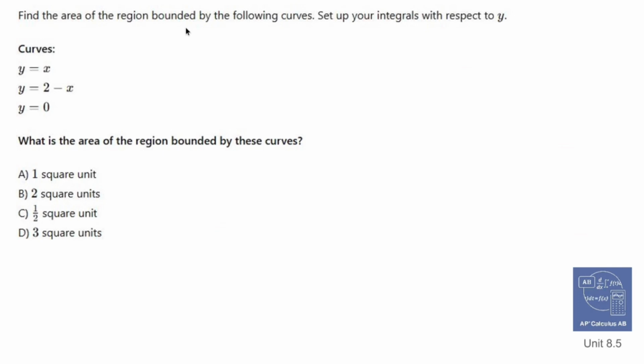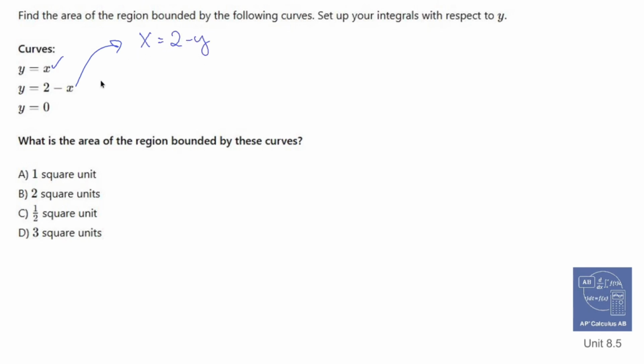Find the area of the region bounded by the following curves. Set up your integrals with respect to y, which means these guys have to be solved for x. Well, you're solved for x, you're not. What I'll do is I'll do two things at the same time. I'll add x and subtract y, and by doing that, you become x equals 2 minus y.